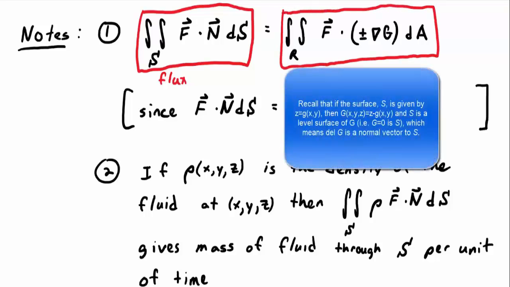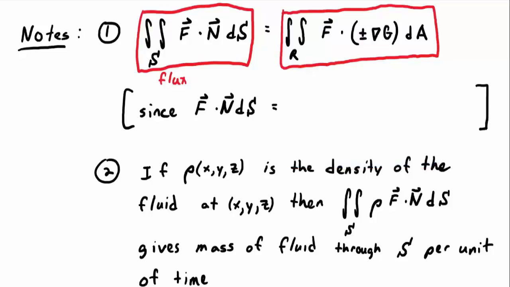We can use little g to come up with big G. And then depending on how we want to orient it, we'll take plus or minus, we'll take F dot plus or minus del G dA. Now, why? I mean, your question should be, why is this flux integral equal to this? Why?